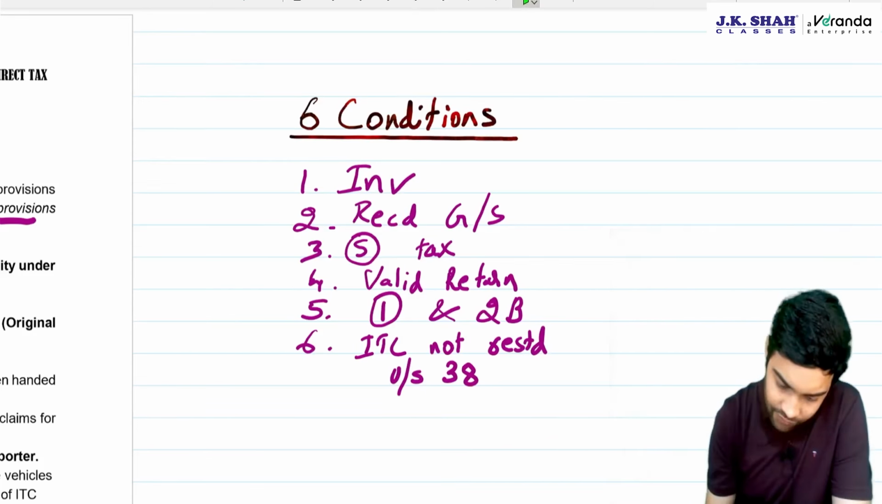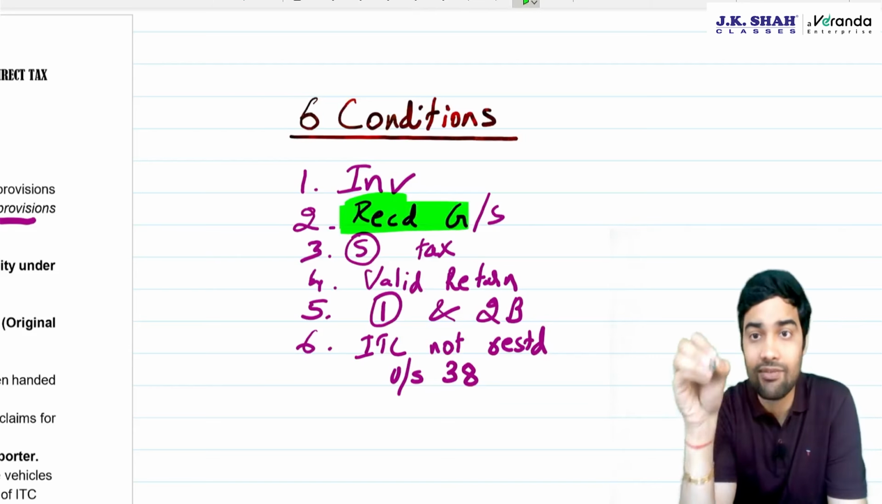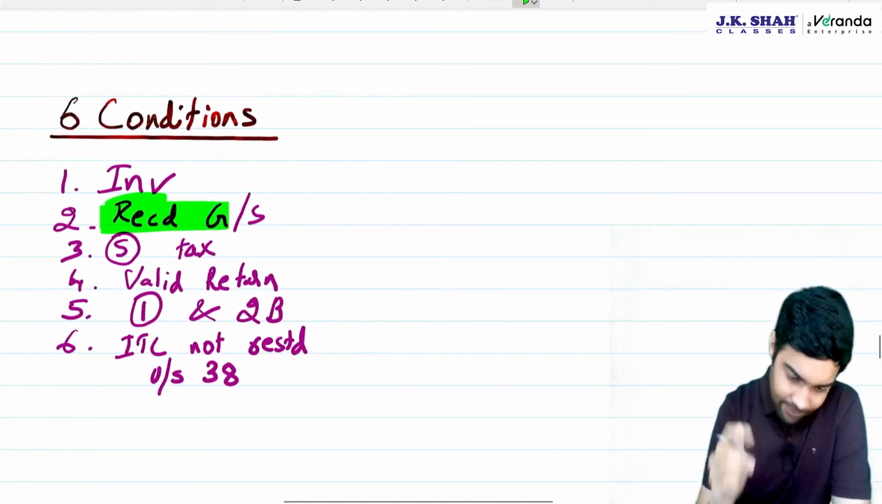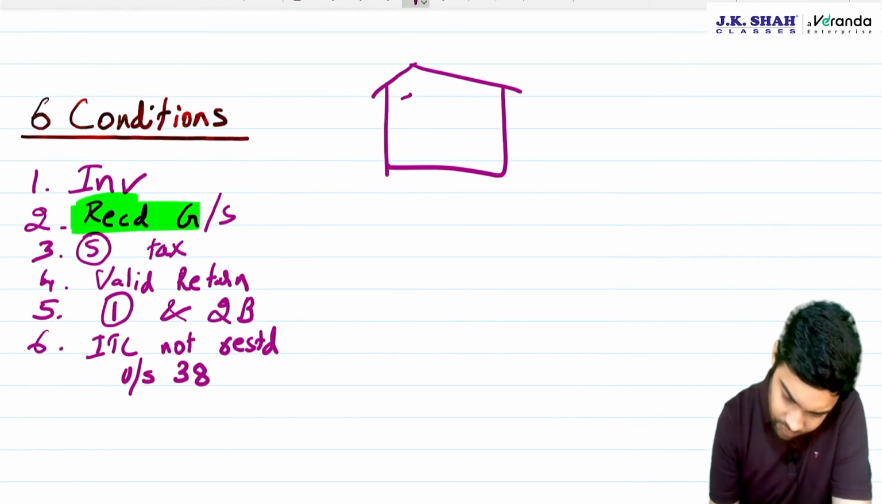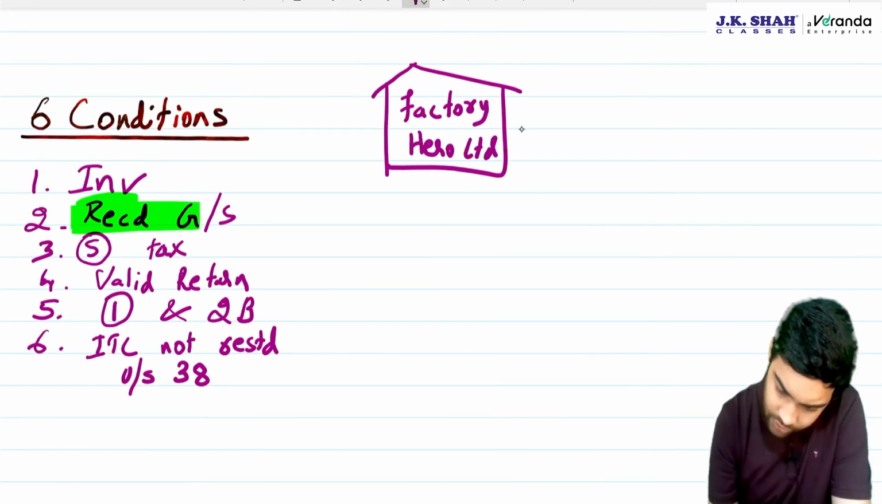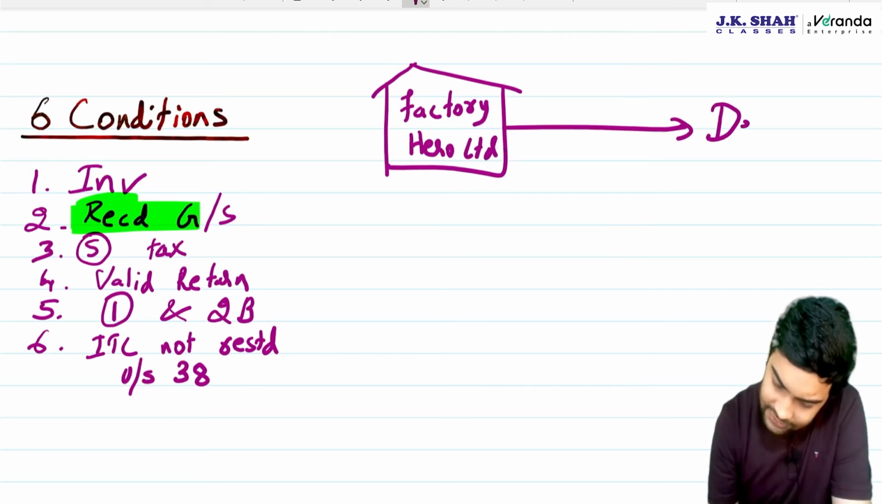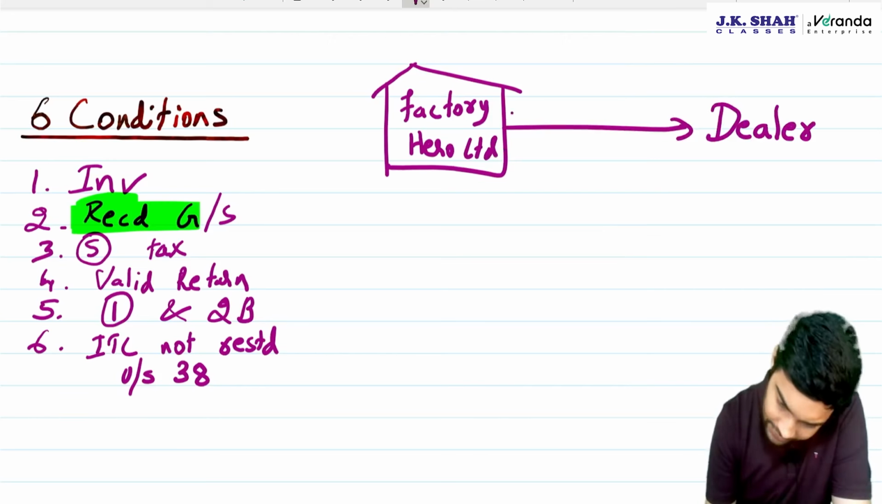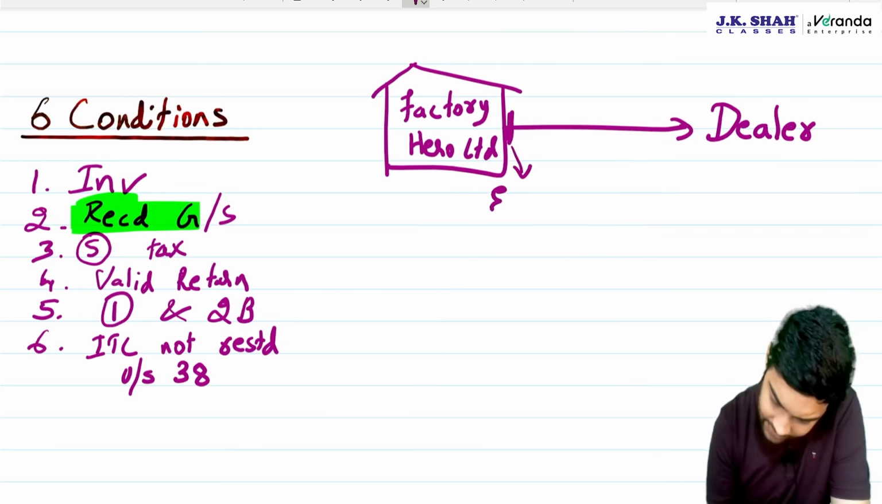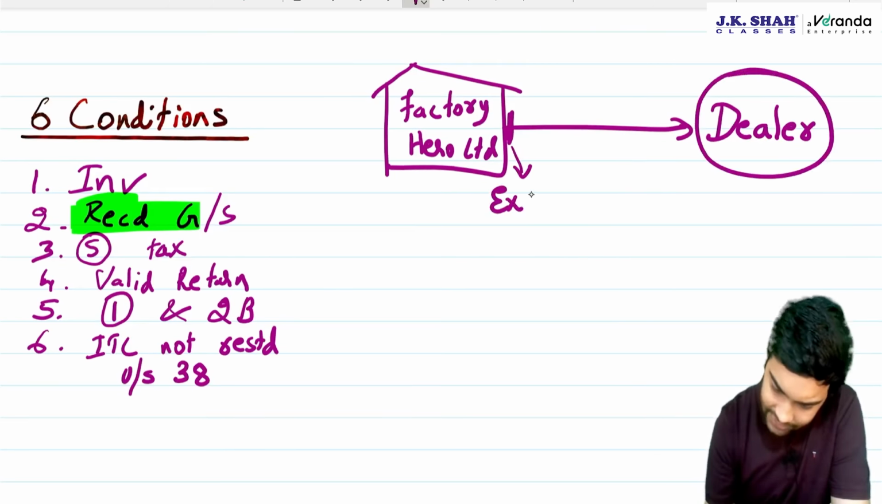Now, what is the meaning of received goods? This has been clarified in a circular. See, this is the factory of Hero Limited. Hero Limited sells bikes to dealer. Correct. Now, when can you say goods are received by dealer?